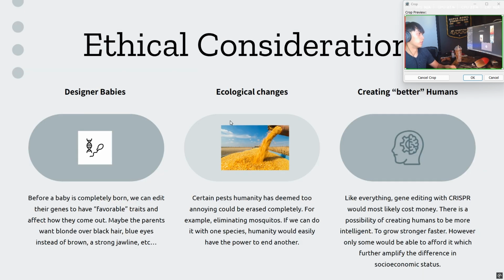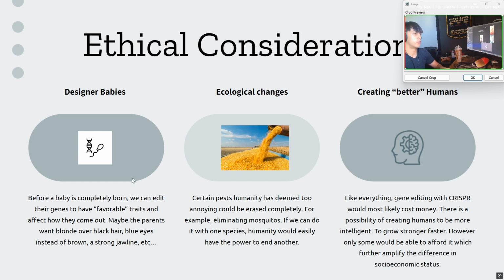But sadly, there are ethical considerations. Before a baby's completely born, you can alter how it comes out. Maybe you want your child to not be a dwarf, so you can make them come out tall, or you can make them blonde over black hair, or maybe you hate brown-eyed people, so you can make them have blue eyes. That can be a bit odd. You can also just choose to make them hideous, so there's that.